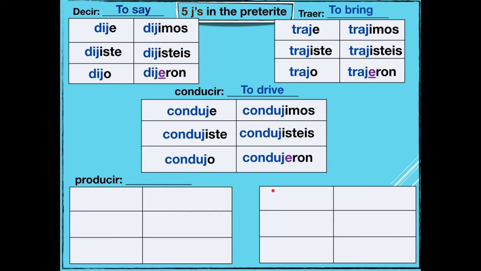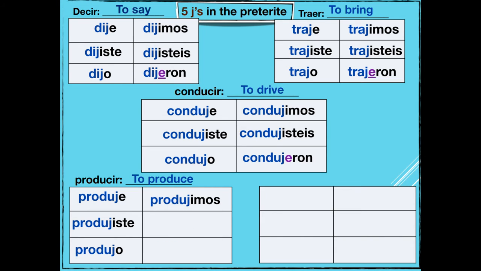So now we have producir, a cognate verb, right? Looks like the word in English, sounds like the word in English, means the same word in English. To produce. So, yo produzco, tú produces, él produce, that will be present tense, but we're talking past. So that will be produje, produjiste. You guys tell me the rest. Produjo, what will be we produced? Produjimos, you all produced, produjisteis, and they produced. Again, we're talking past tense, not present tense. Produjeron, right?